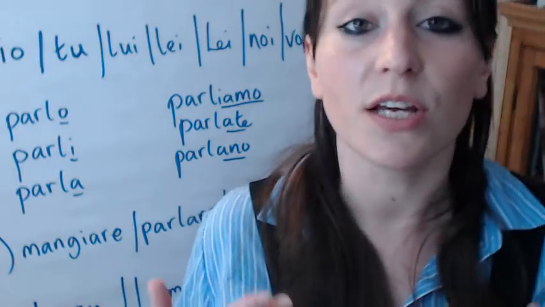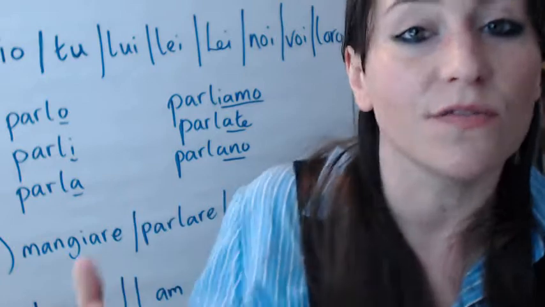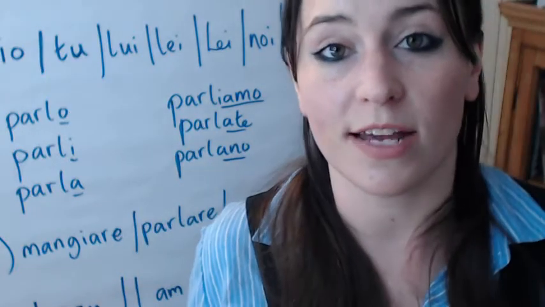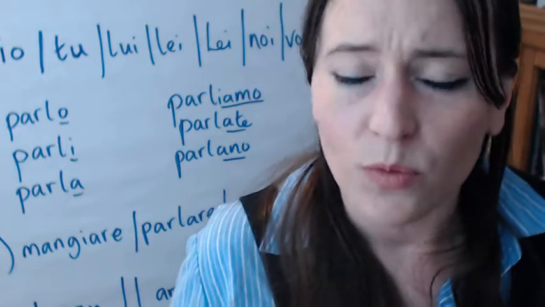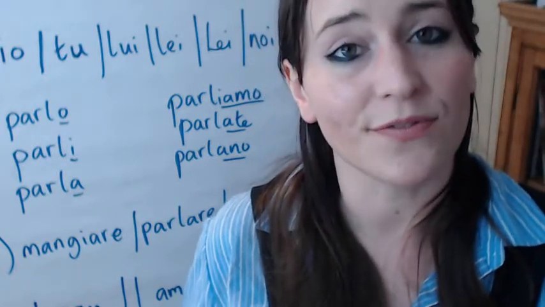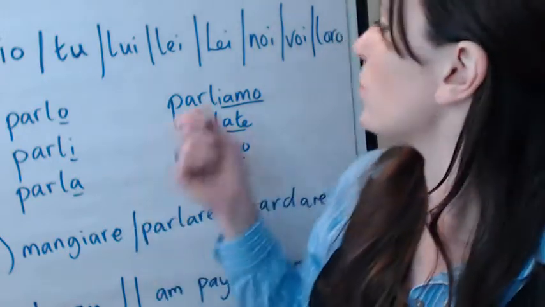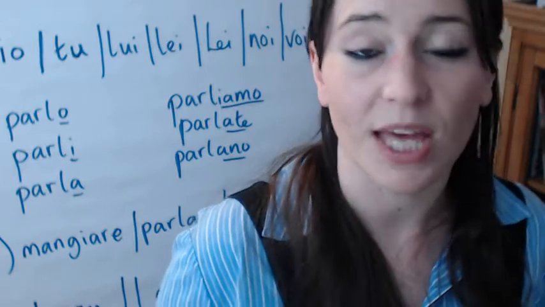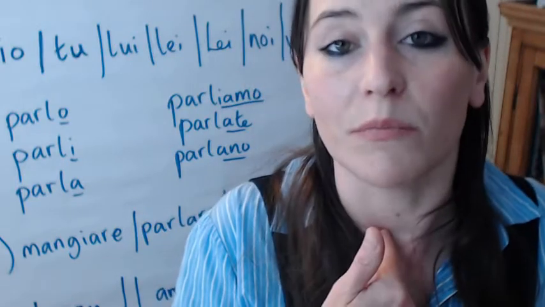I used the scusate. That's the voi form of the verb scusare, which is to excuse. So the verb is conjugated in the voi form because I'm asking you all to excuse me. Okay, scusate me.